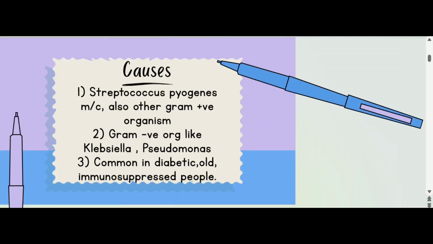So what are the causes of cellulitis? The most important cause is Streptococcus pyogenes infection. Also, other gram-positive organisms are involved. Gram-negative organisms like Klebsiella, Pseudomonas are also seen. Cellulitis is common in diabetic patient, old, debilitated patients, or also patients with immunosuppressed conditions.